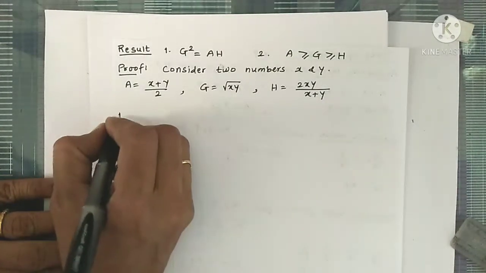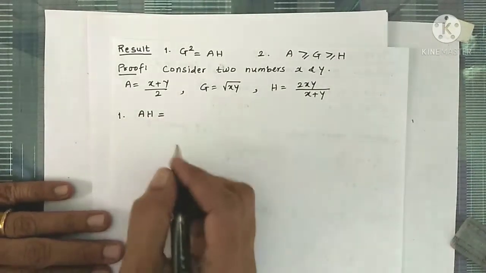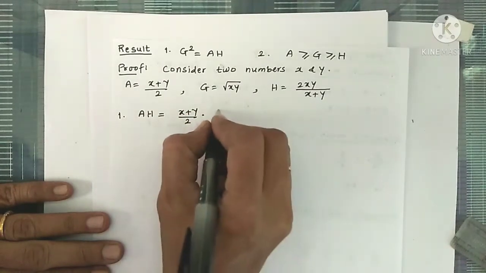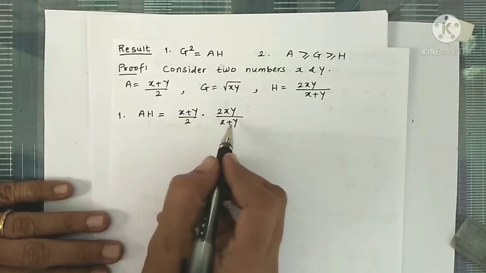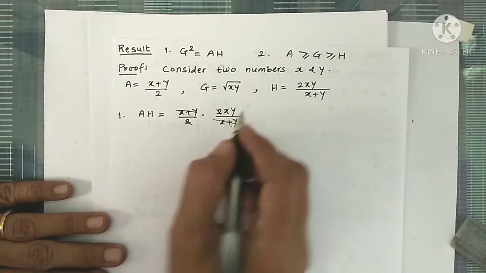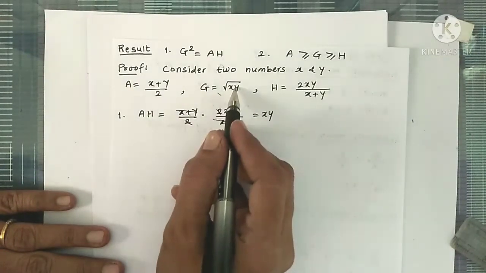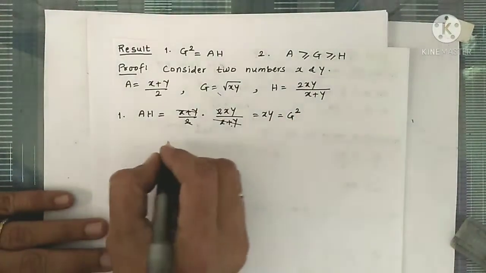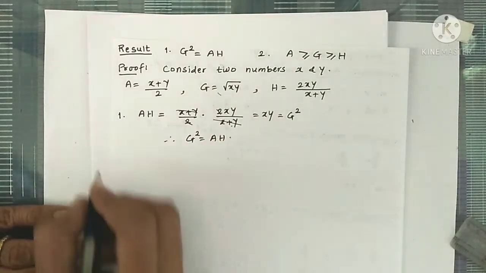Now let's prove the first one, G square equal to AH. Let's start with right hand side. It is A into H. So A is (x plus y) upon 2, H is 2xy upon x plus y. Numerator and denominator have the same terms here, x plus y. So x plus y get cancelled, 2 get cancelled, and we get xy. Now G is root xy. Squaring, we remove the square root sign and it becomes xy. So G square equal to AH. Therefore G square equal to AH.